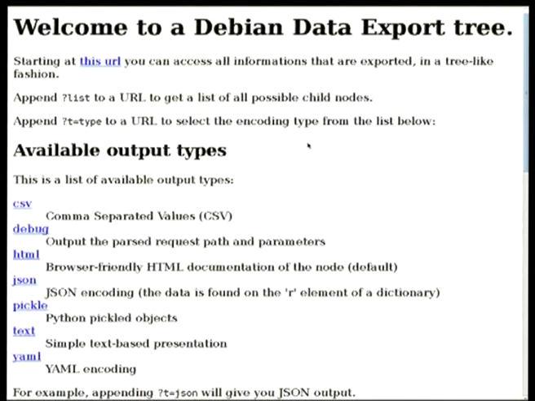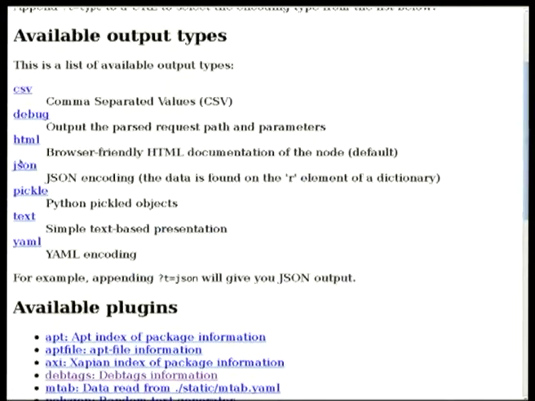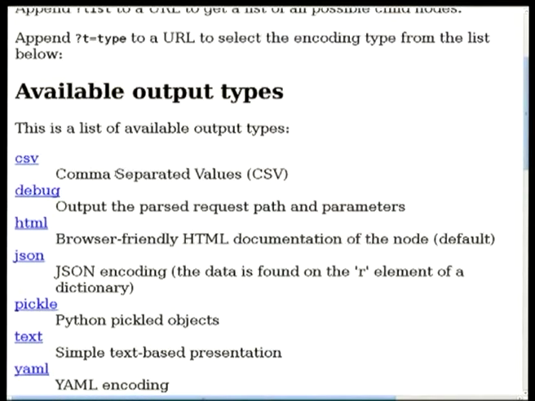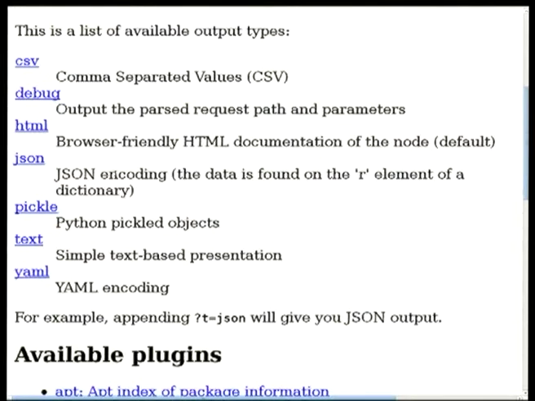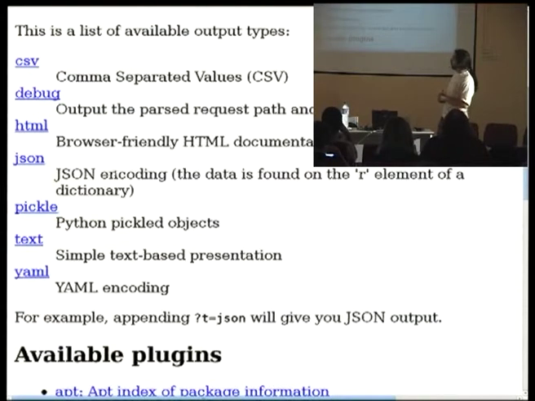You can run it as a server, and you get an interface that you can browse to see what data is around. It tells you about the available output types. At the moment, there are output formats for CSV, JSON, HTML, self-documenting HTML pages, Python, Pickle, YAML, and text-based presentation, just to see what goes on. So every piece of data that you see in this tree, you can query in all these formats.